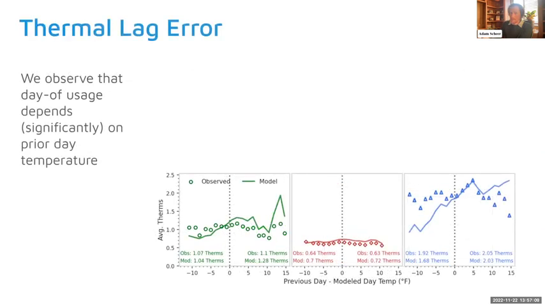Okay, finally, I'm going to move us on here because we still have a bit to cover. Thermal lag error. So now on the x-axis, I am looking at the previous day's average temperature minus the modeled day's temperature. So anything to the left of 0, the previous day was significantly colder than the day in question, and anything to the right, the day was hotter.